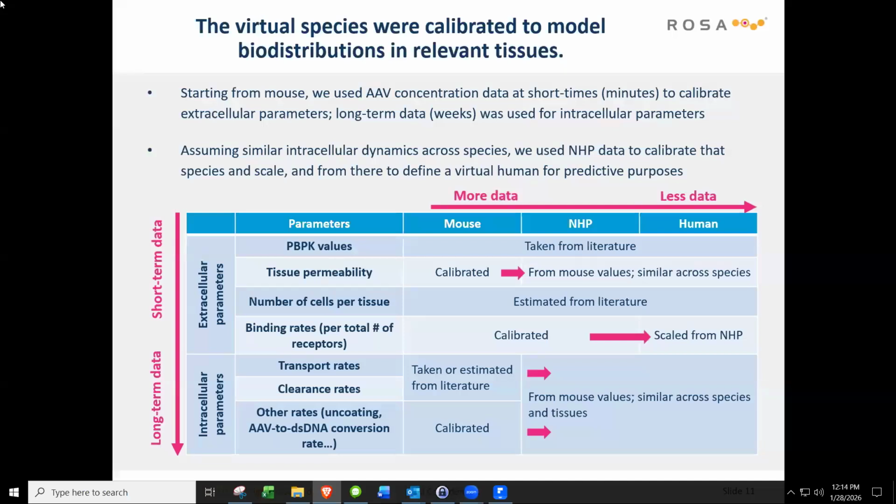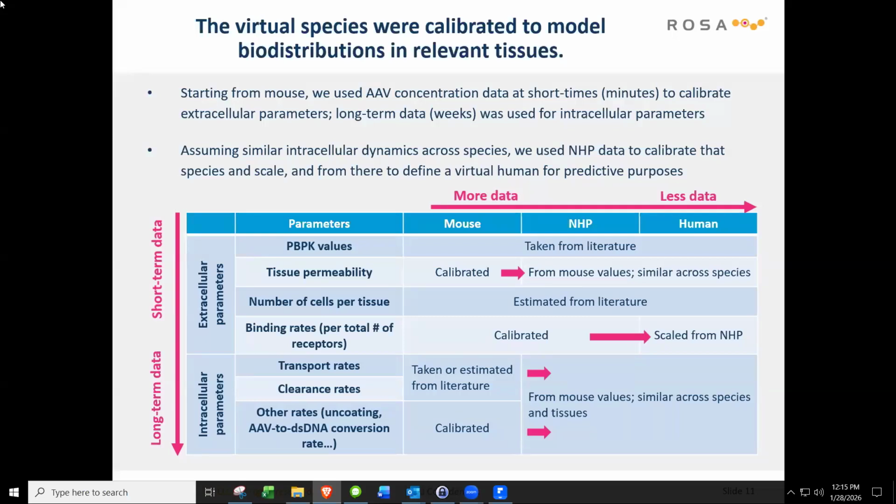Now, we have long-term data, and that data can be used to define intracellular parameters, because that happens later in time, like transport rates, clearance rates inside the cell, and other types of rates. So we follow that process. We had some long-term data, and we started from mouse. So for mouse, we were able to calibrate and define parameters, but also had the data to calibrate what happens short-term and long-term.